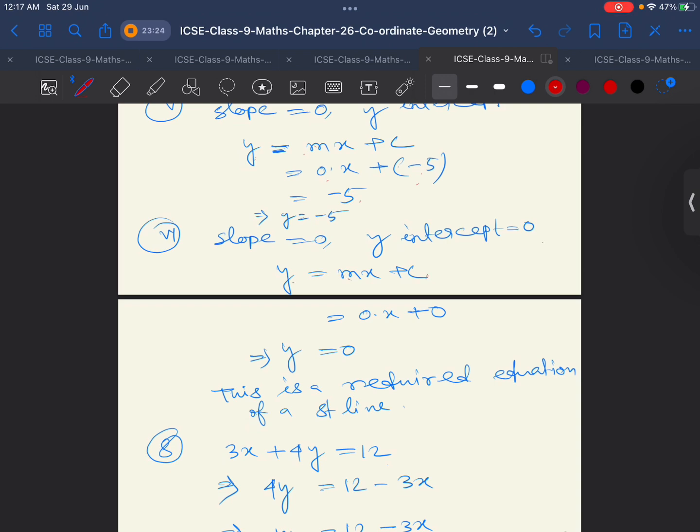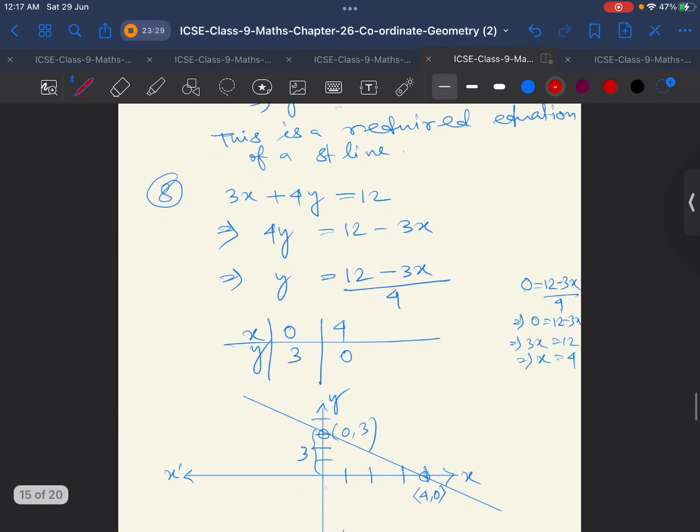So y equals mx plus c. Here m is 0 and c is 0. So we can write y equals 0. This is the required equation of a straight line.